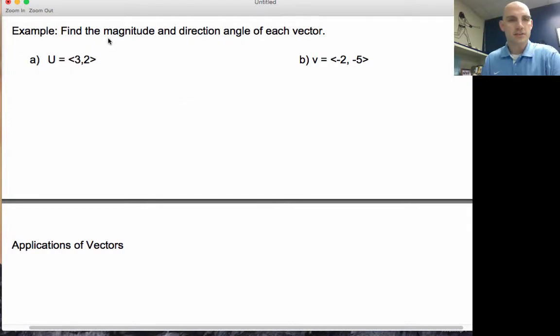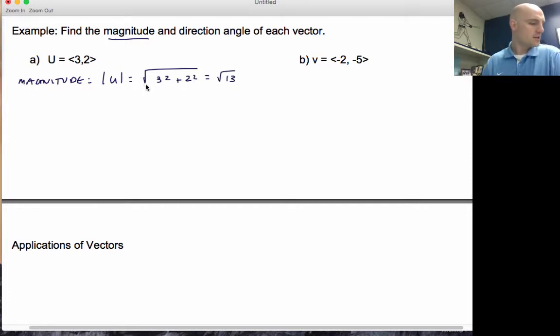Magnitude we know how to do. So the magnitude here is the square root of 3 squared plus 2 squared, which is equal to the square root of 13. So the magnitude is the square root of 13. Now for the direction, I'm going to need to draw a picture.